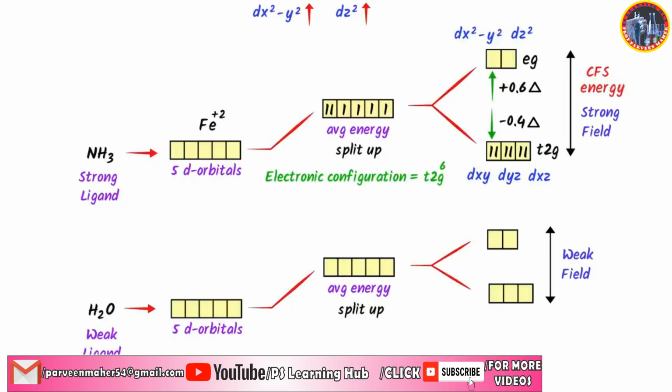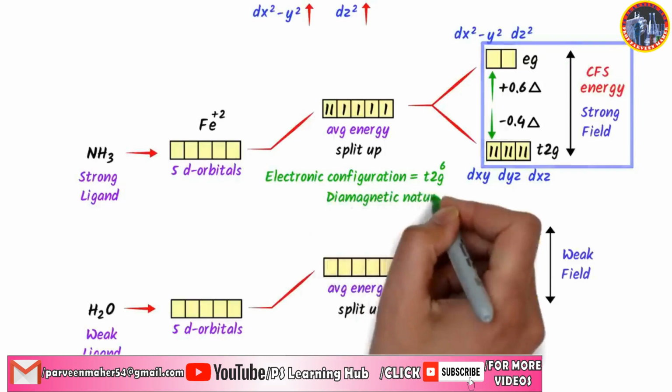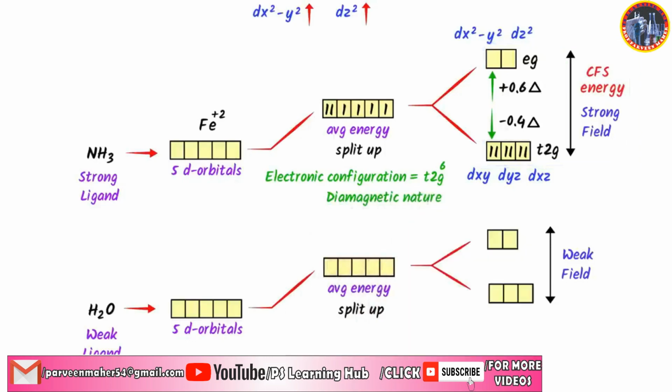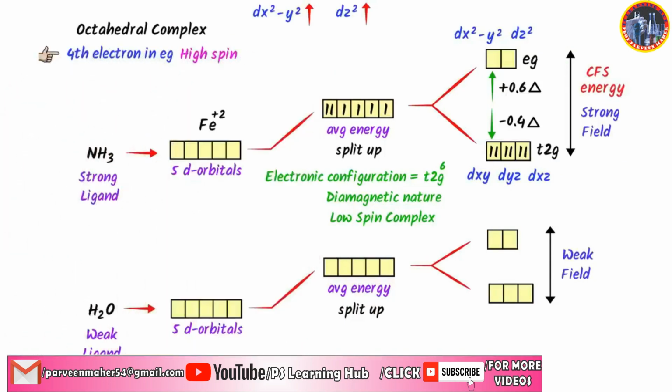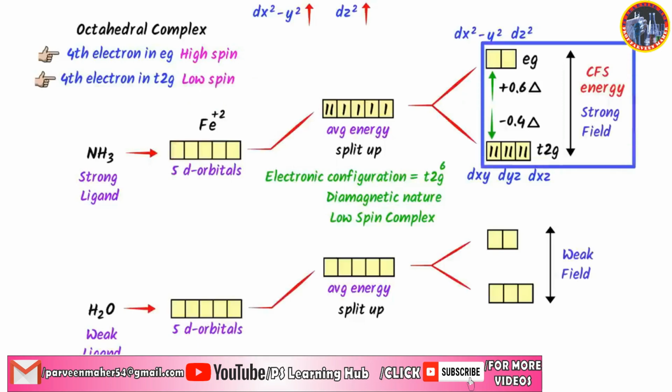Secondly, we can see that in this system, the electrons are paired, so it is diamagnetic in nature. Remember that in an octahedral complex, if the fourth electron enters Eg, it is a high spin complex. If the fourth electron enters T2g, it is a low spin complex. Here, the fourth electron enters T2g, so it is a low spin complex.